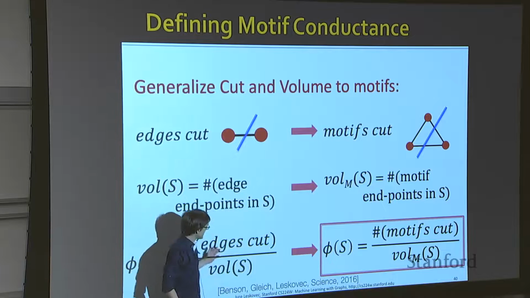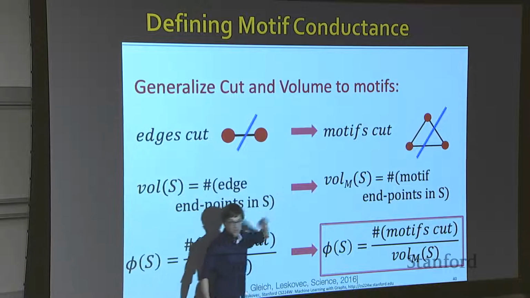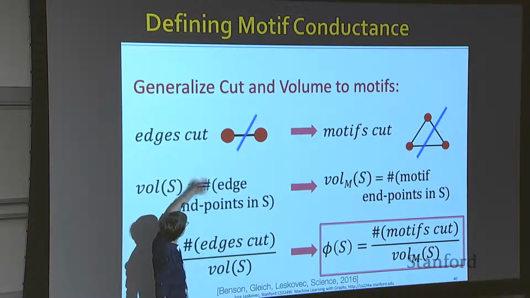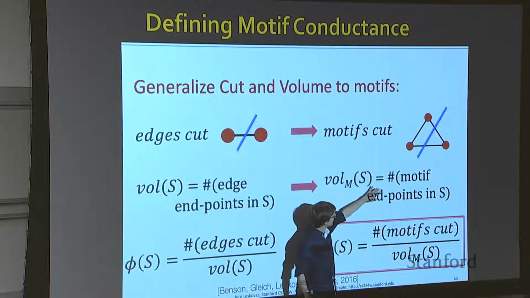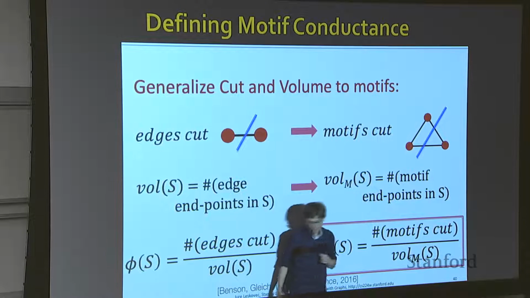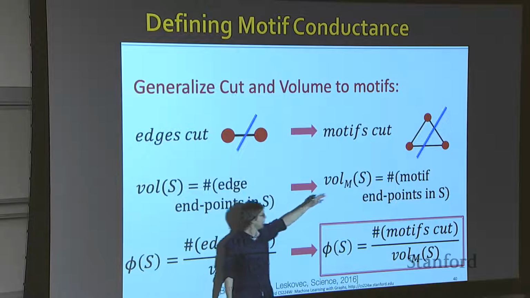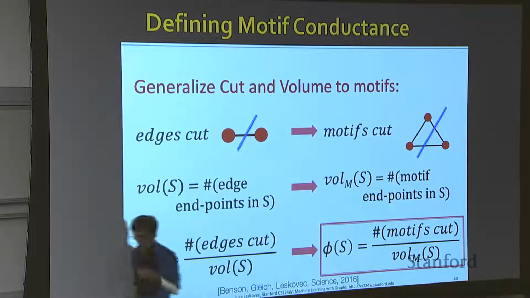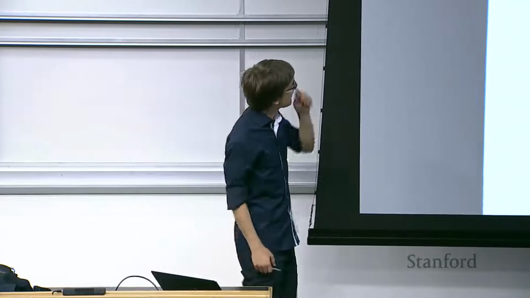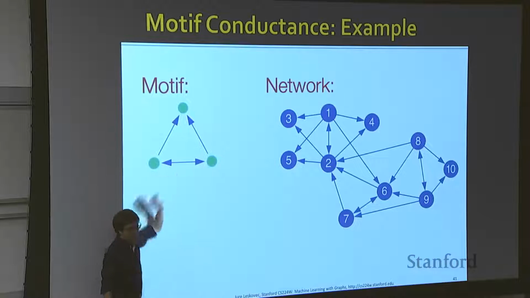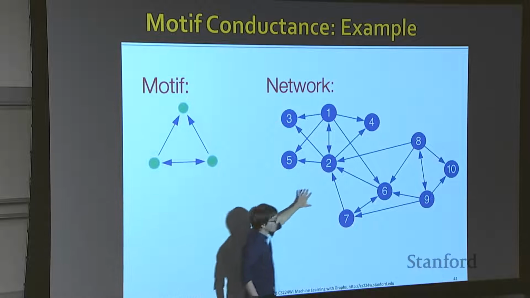So in some sense, we just in a straightforward way generalized our definitions of cut, volume, and conductance to the notion of motif cut, motif volume, and motif conductance. Okay? So let me give you an example. Imagine this is the motif of interest, and here is my network.